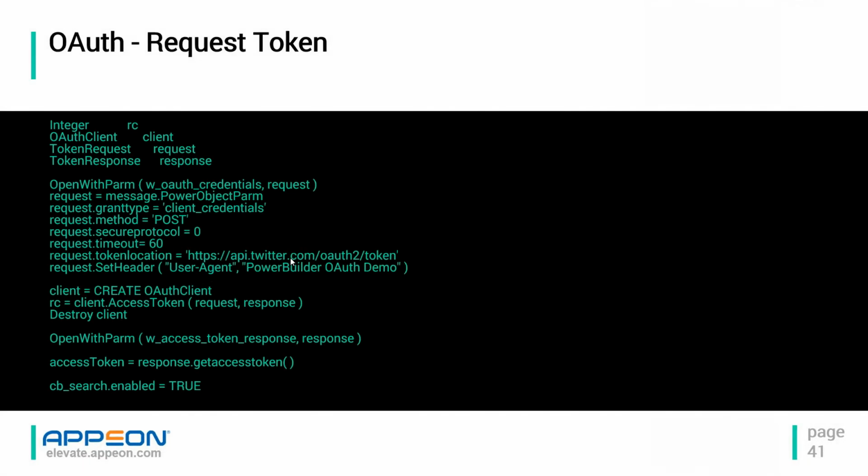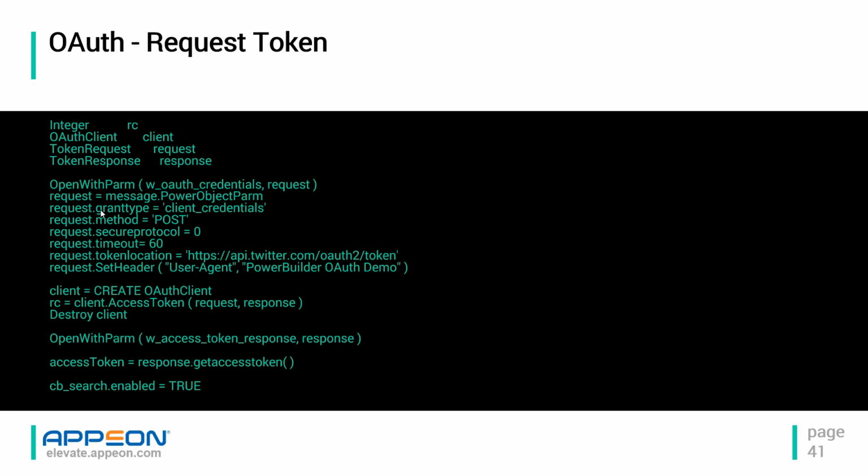This is what the code looks like. So I'm going to declare these three objects I talked about earlier: the OAuth Client, the token request, and the token response. I'm going to open up a window that's going to prompt for the client ID and secret, just so you can use it when you go to do this. I'm going to then get the message back that contains those values.